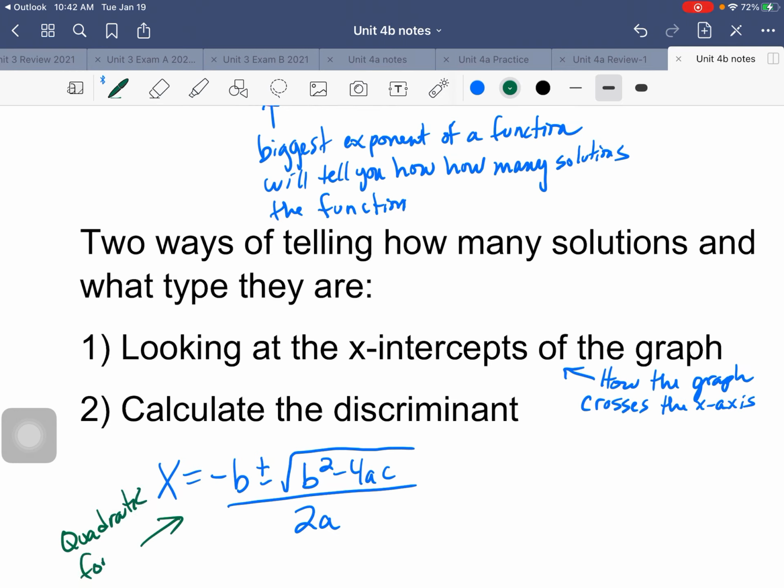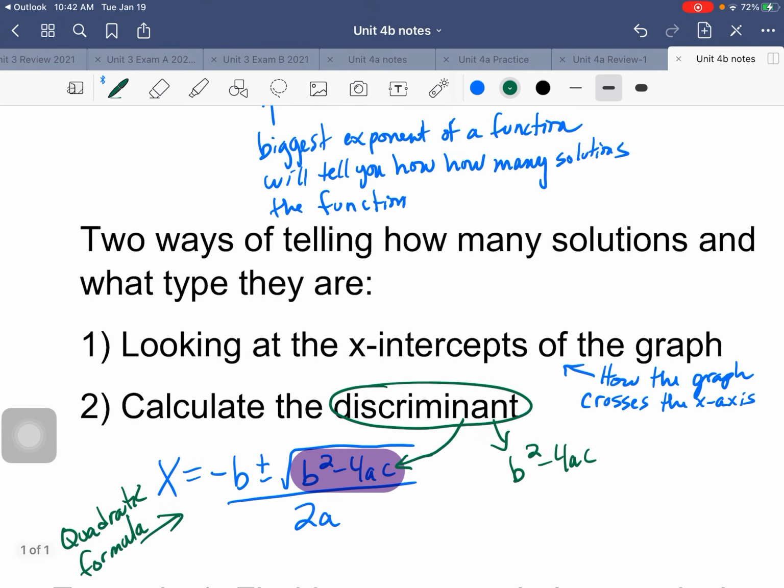But within this, you don't actually have to use the whole formula every single time to determine what type of solutions and how many solutions a quadratic has. It's actually inside, underneath the radical. This is called the discriminant. So the discriminant is the b squared minus 4ac. That's what we're going to use. And from that, we can tell what type of solutions.